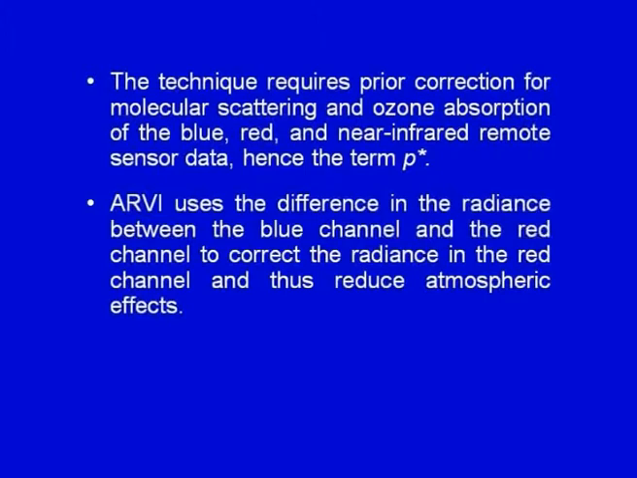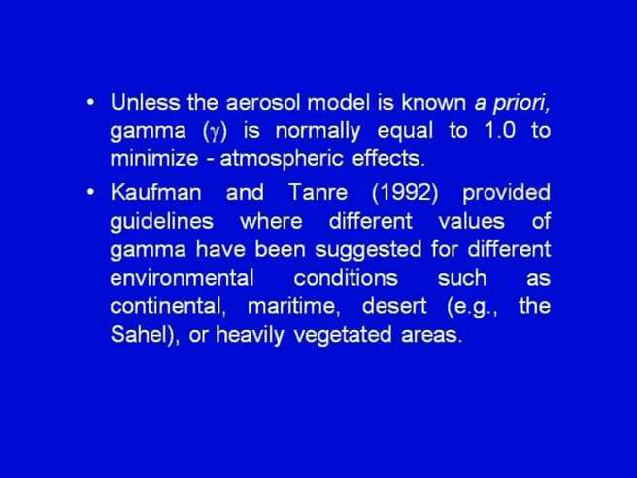ARVI uses the differences in the radiances between the blue channel and the red channel to correct the radiance in the red channel and thus reduces the atmospheric effects. Unless the aerosol model is known a priori, gamma is normally equal to -1 to minimize atmospheric effects. Kaufman and Tanre in 1992 provided guidelines where different values of gamma have been suggested for different environmental conditions such as continental, maritime, desert or the Sahel area or heavily vegetated areas.